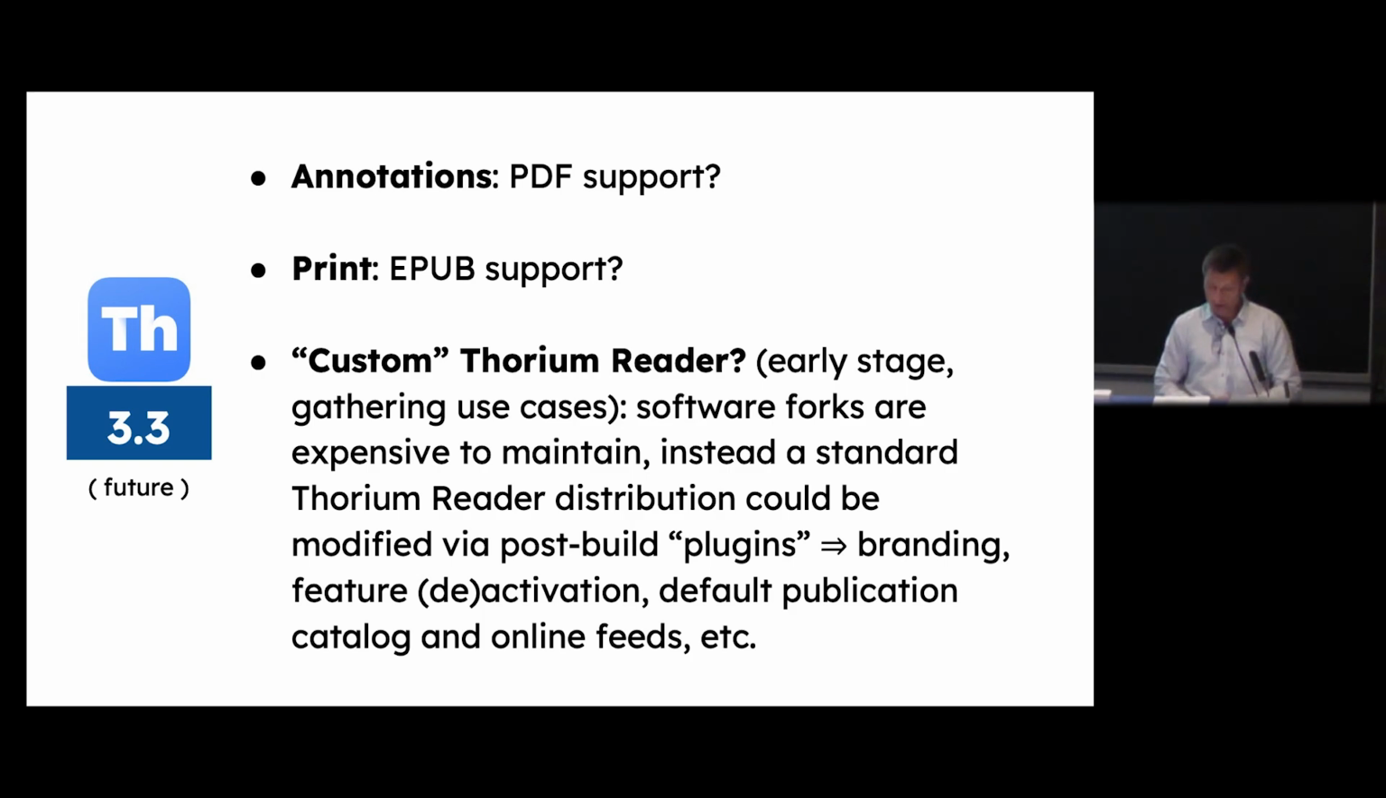Thirdly, we're looking into ways to customize Thorium Reader. It's early stage, we're gathering use cases, and you're very welcome to participate, of course. But essentially, software forks of Thorium, and there are many of them, are expensive to maintain. So instead, a standard Thorium Reader distribution could be modified via post-build plugins. This would allow vendors to apply their own branding, to activate or deactivate features, to integrate a default publication catalog, online feeds, etc. At the moment, it's an open-ended discussion, so you're very welcome to join.